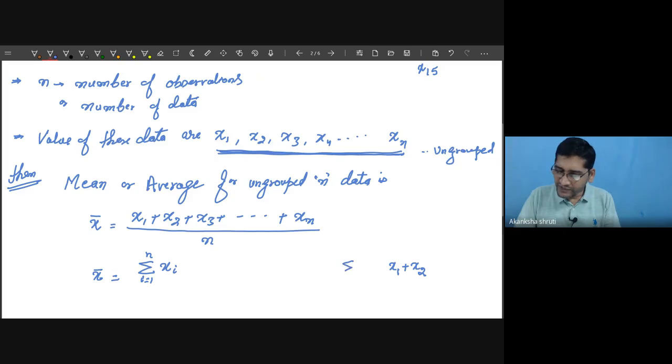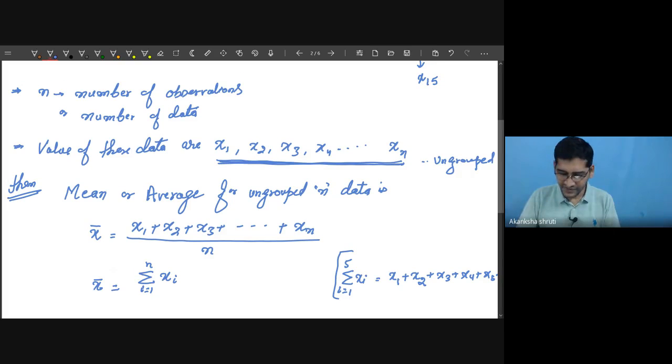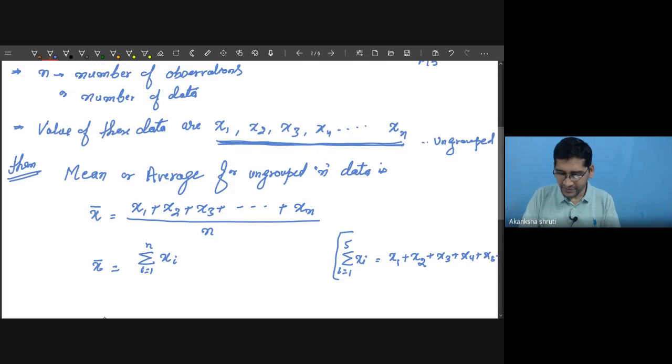Say if you are given the addition of xi for i equals 1 to 5, it means 5 observations are there, so you have to add x1 plus x2 plus x3 plus x4 plus x5. So the numerator is denoted like this, which in the general term n we have written as the summation of xi for i equals 1 to n, and the denominator is n itself. This has to be divided.